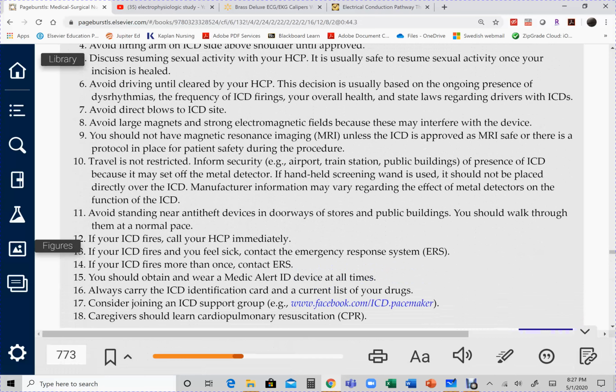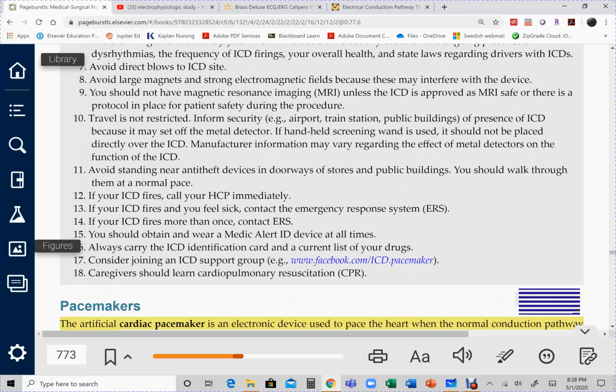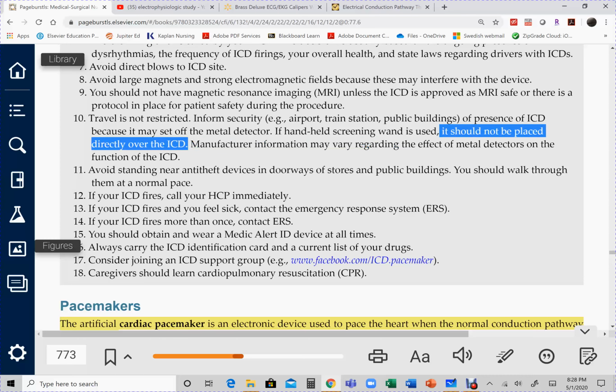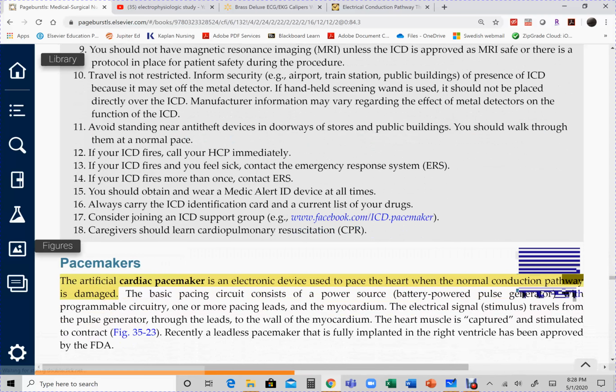And here, large magnets, we see magnets in anti-theft devices in malls. Also the metal detector wands used by the TSA, okay, at the airport. Just tell them that you have it so they avoid putting the magnetic wand too long over your ICD. Here, so it should not be placed directly over the ICD. Just show them your card, because you're told to carry an ID, okay, at all times, or a medic alert bracelet.